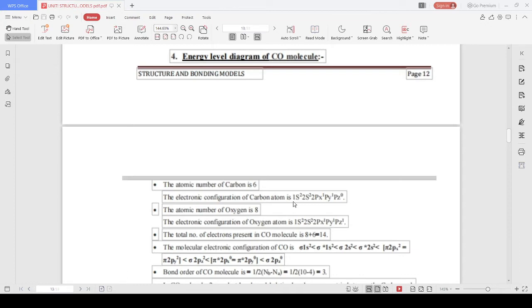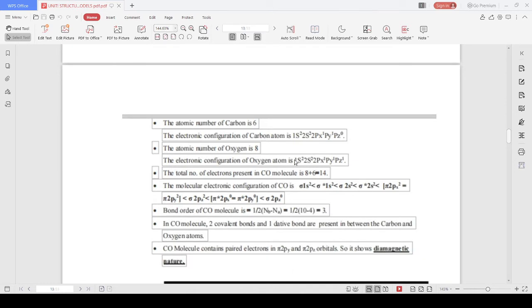The bond order of the carbon monoxide molecule is 1 by 2 times the number of bonding electrons. Bonding electrons means electrons filled in bonding orbitals. For example, sigma 1s2 and sigma 2s2 are bonding electrons. Sigma star 1s2 and pi star px2 are anti-bonding electrons. So the bond order is 1 by 2 times the number of bonding electrons minus the number of anti-bonding electrons, that is 1 by 2 times 10 minus 4, which is equal to 3. That is, the bond order is 3.